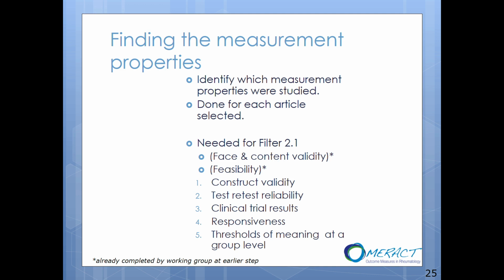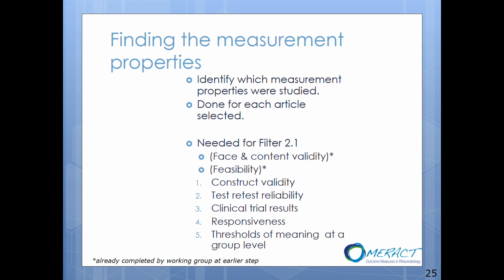Face and content validity, feasibility. These are also asterisked here because they've already actually been completed by the working group, or you wouldn't be at this stage of doing the literature review. So when you're at the literature review stage, you know that your group has already felt that it has good face and content validity and it's feasible to use. But what you might want to do here is, if somebody else in the literature has also done this more formally and published it, then still include it in your review.